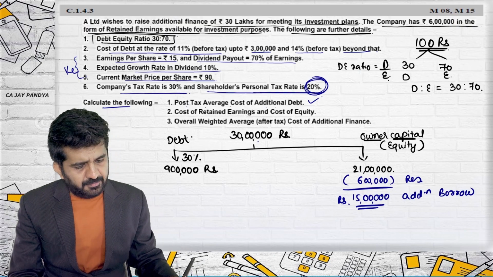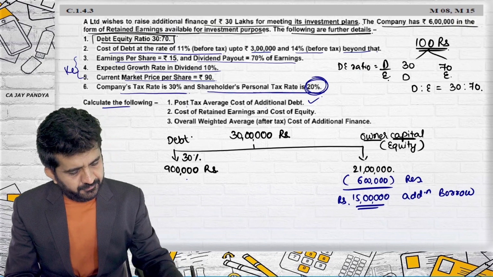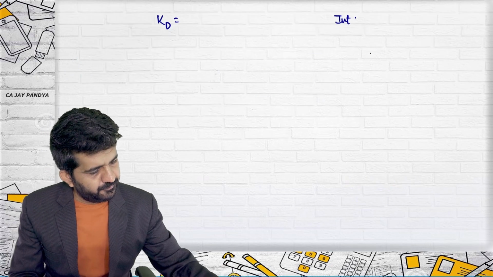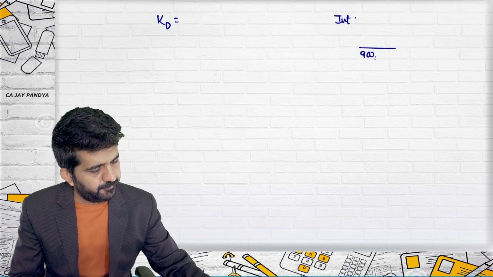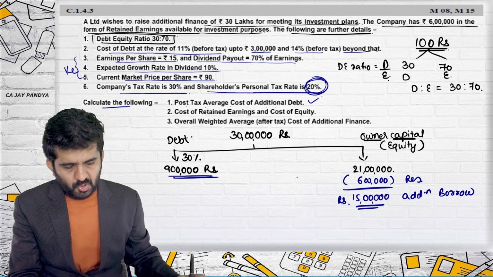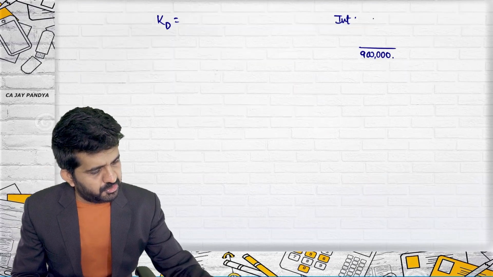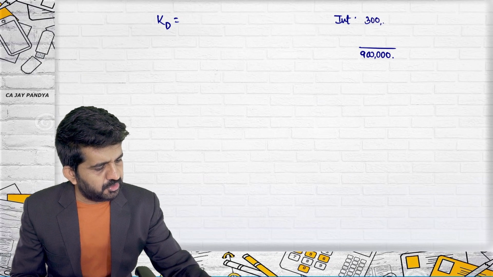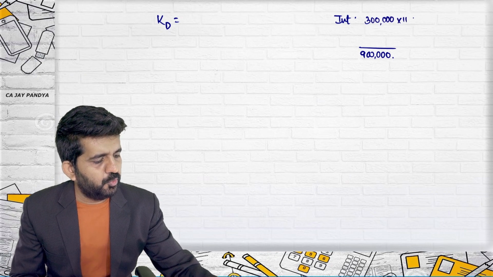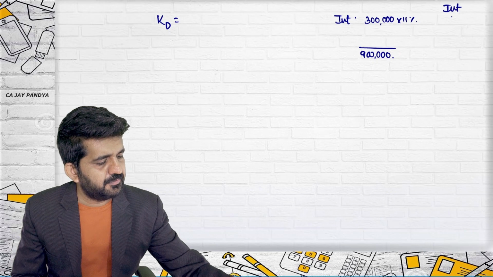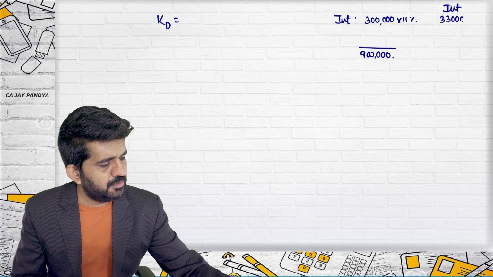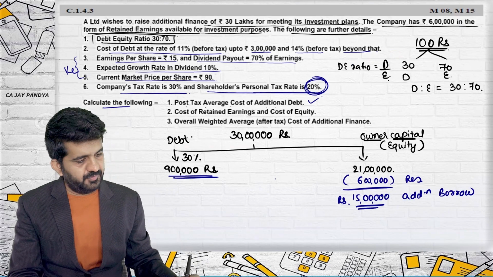Interest. How much I am totally borrowing? I am borrowing 9 lakhs rupees. On first 3 lakhs, what is the interest cost? 11%. So 3 lakhs into 11% will be interest. That is 33,000 per annum.